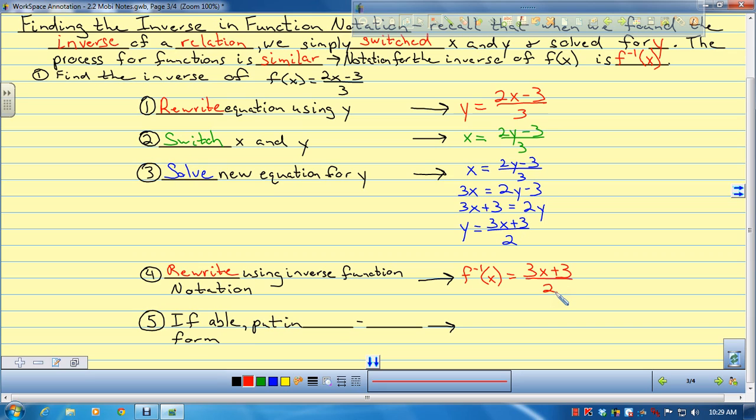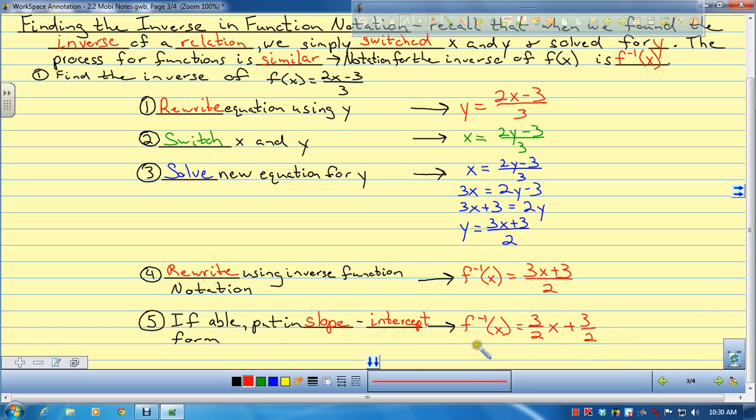Now there will also be some instances where we want to write this in slope-intercept form. And there you simply have to recognize, again I've got the inverse of f of x, that this 2 applies to both terms. This would be 3x over 2, or 3 halves x, and this would be plus 3 over 2.